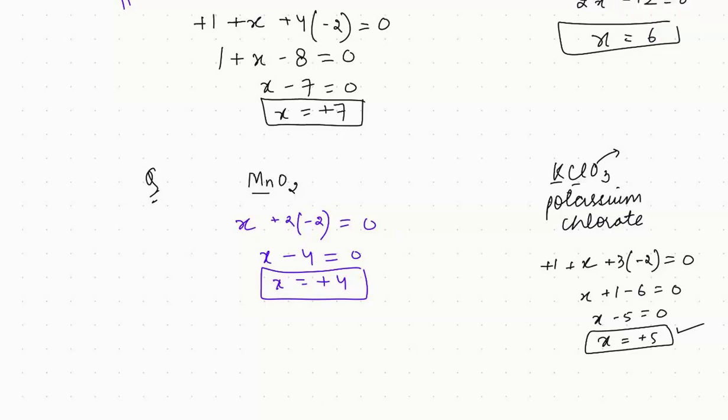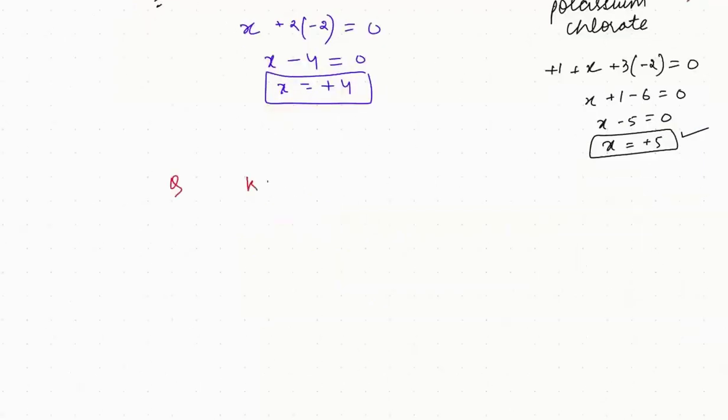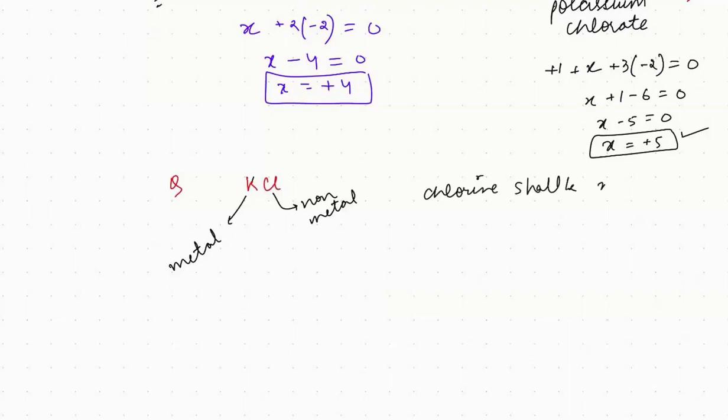The chlorine's charge here would be. So basically, I do not know the rule of chlorine. Why so? Because I know that chlorine is less electronegative than oxygen. Had it been the opposite case, let's suppose I have KCl. In KCl, I already know that potassium is a metal and chlorine is a non-metal. Definitely chlorine will be more electronegative.